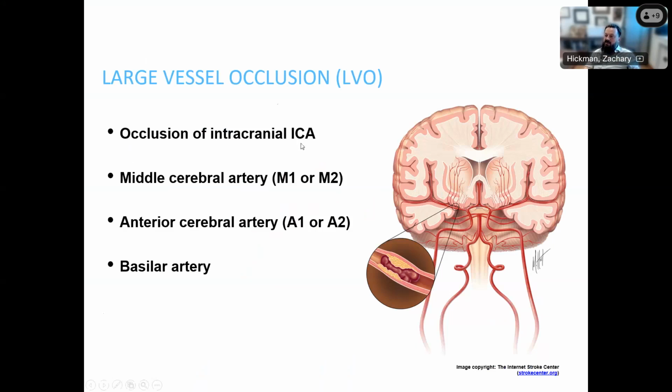An M1 or an ICA occlusion can give you a very large stroke in the hemisphere that could cause significant swelling, and you might die from that as well. And even if you do survive, you might have pretty significant deficits from the size of the stroke that has occurred.